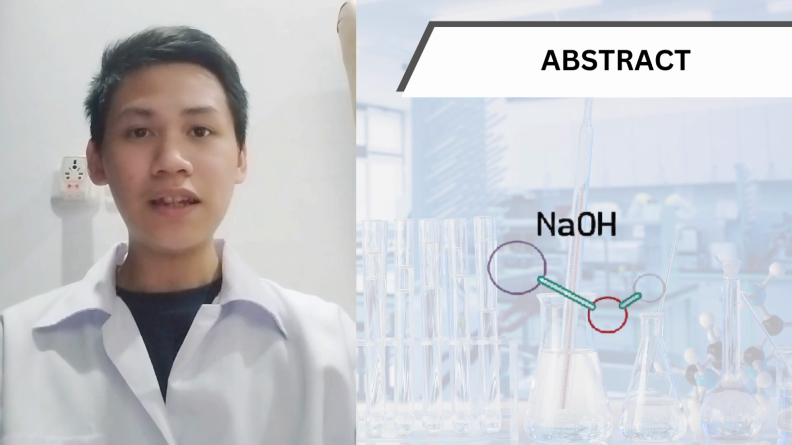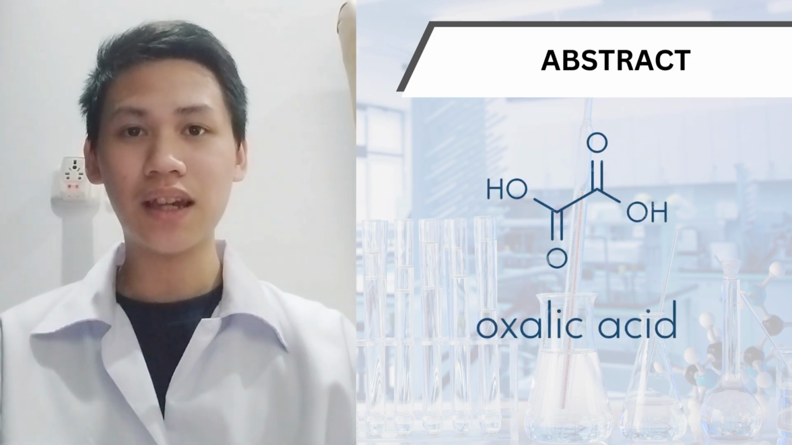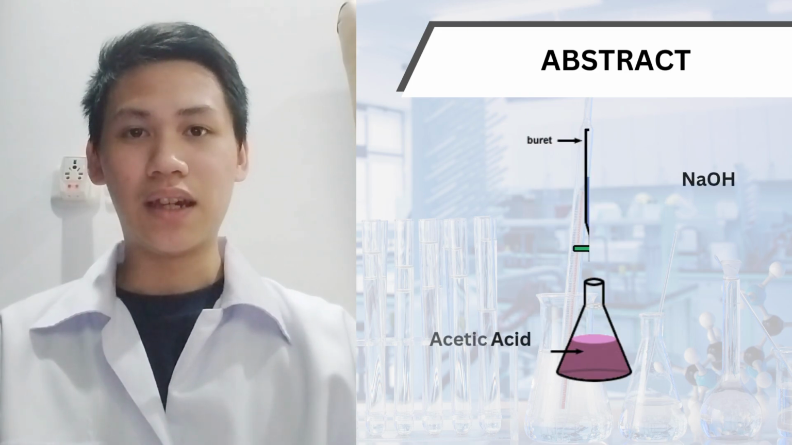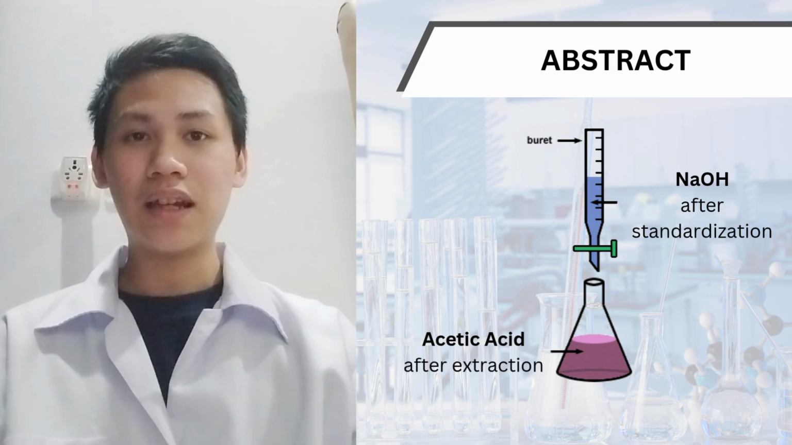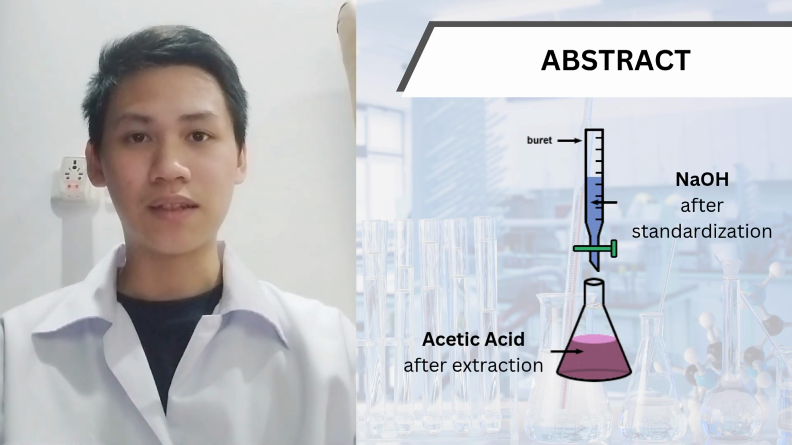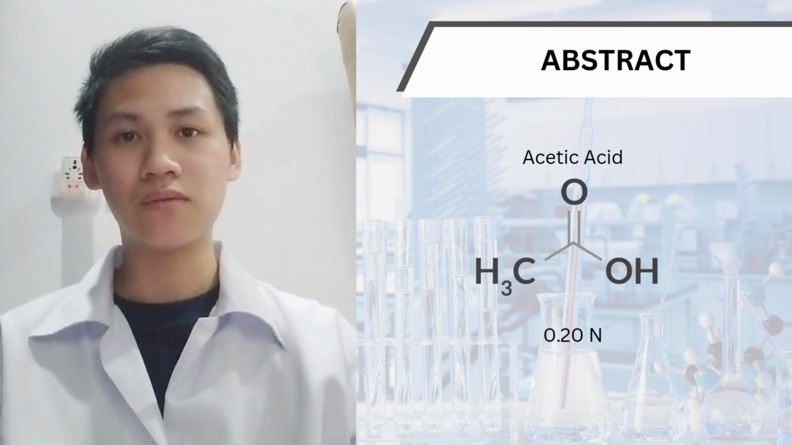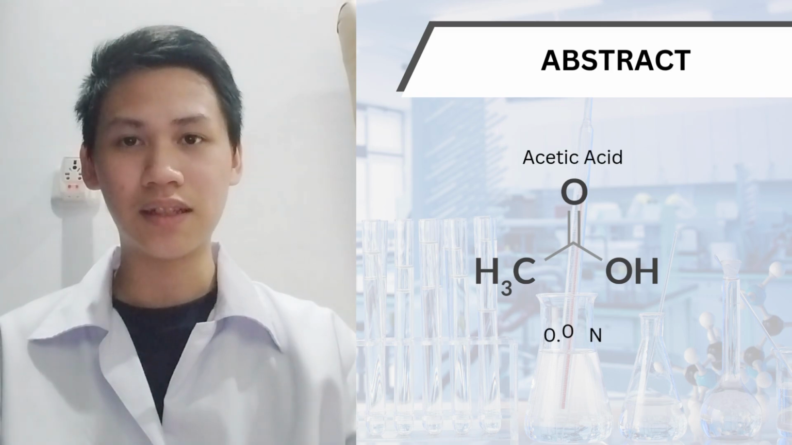Standardization of NaOH, which is sodium hydroxide, using oxalic acid yielded a normality of 0.212, which was then used to titrate acetic acid solutions after extraction to determine their concentration in the aqueous phase, while the organic phase concentration was calculated indirectly by subtracting from the initial concentration.